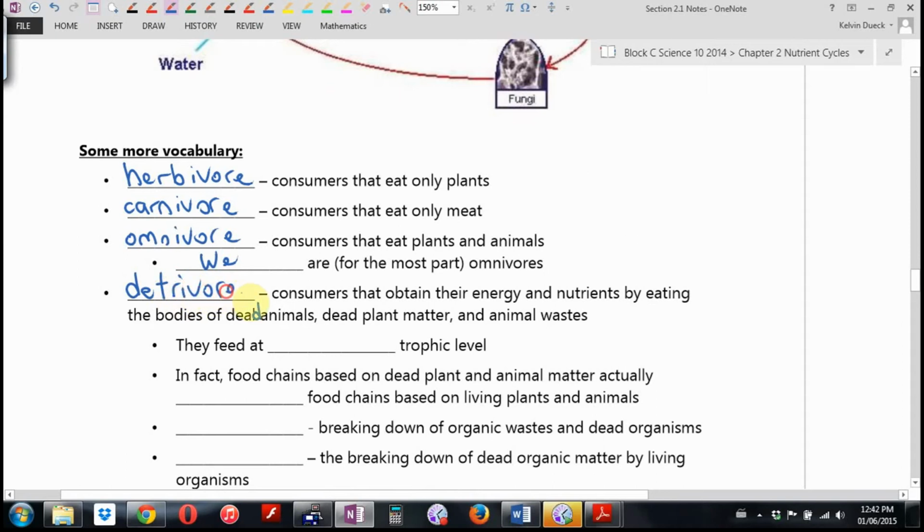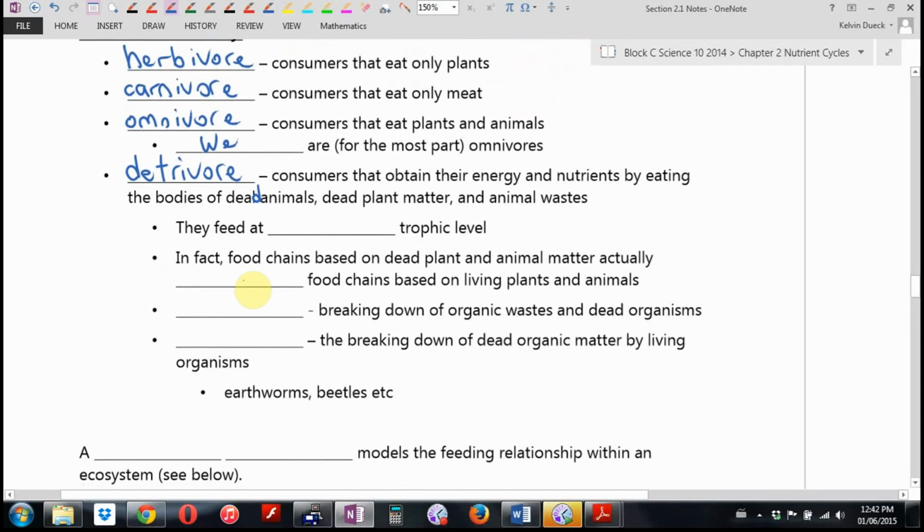Detrivore. You may have heard the term detritus, which means waste products, or detrivores eat detritus. And although it's kind of disgusting, we owe them a huge debt because they clean up all the mess. Think about what would happen if the leaves fell and did not decompose year after year, and you'd be up to your eyeballs in leaves.